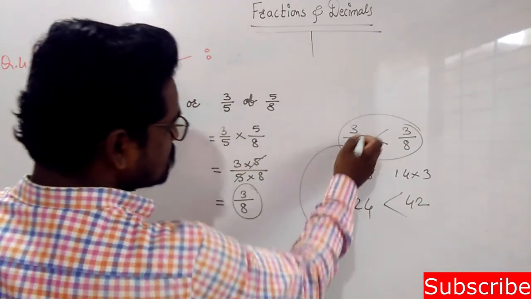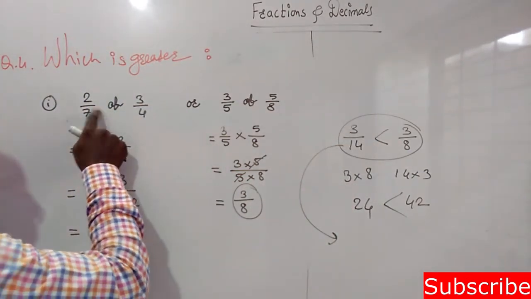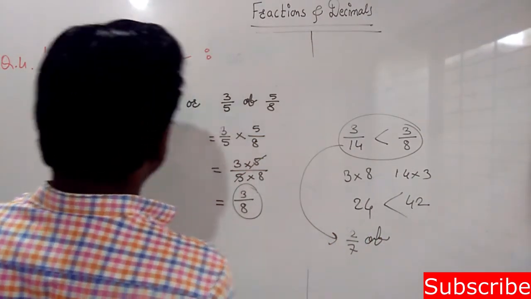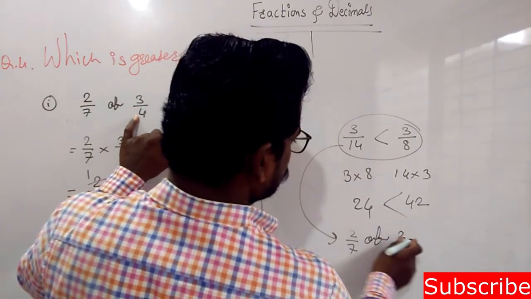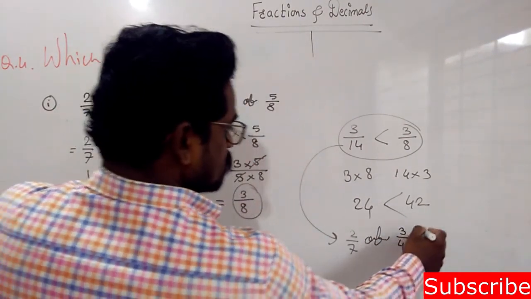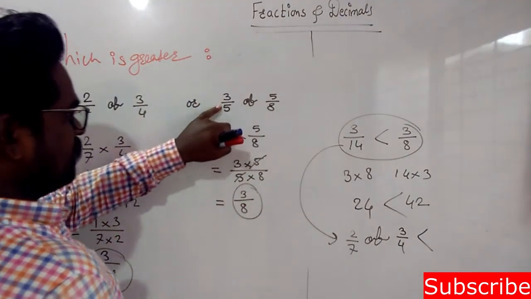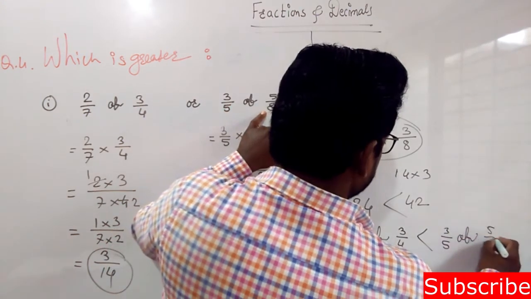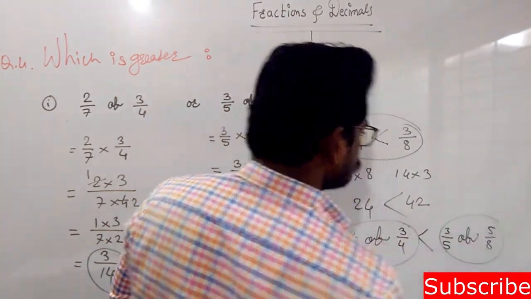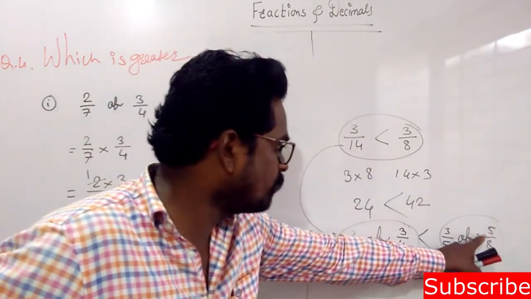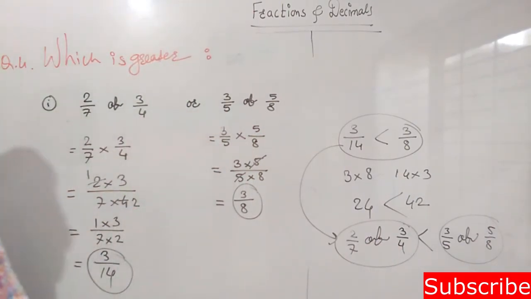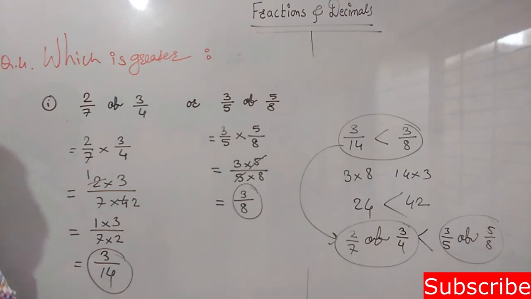But what was this 3 by 14? This 3 by 14 was this 2 by 7 of 3 by 4. This was smaller than 3 by 5 of 5 by 8. That means among these two, which one is greater? That one is greater. 3 by 5 of 5 by 8 is greater than 2 by 7 of 3 by 4. Finished. So that's the answer. That is the answer of sub question 1 from question number 4.